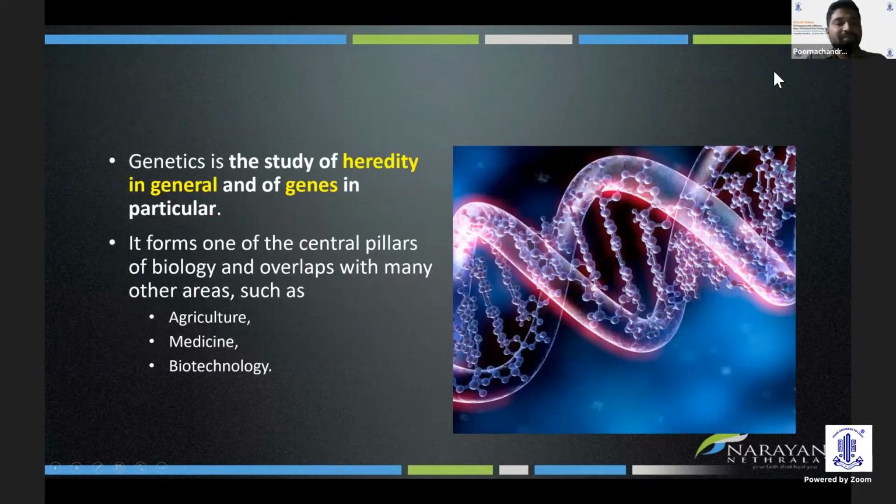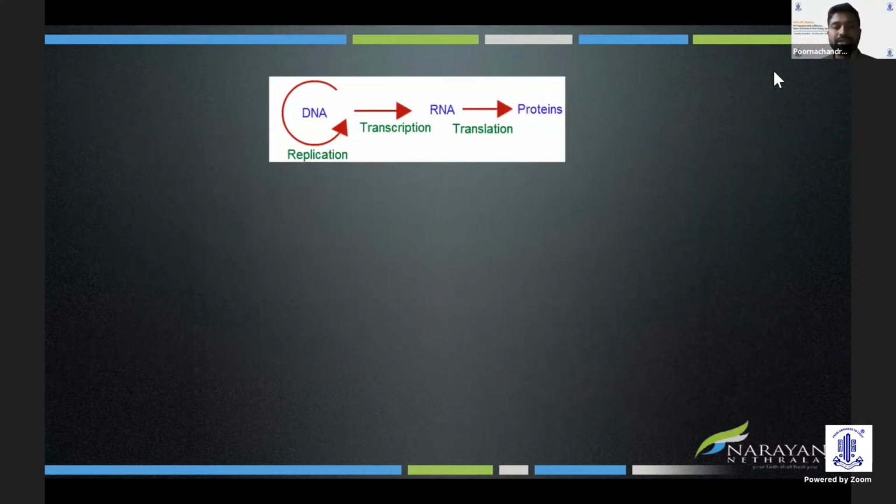Genetics is the study of heredity in general and of genes in particular. Before we go into understanding what genes and genetics are, we need to know the central dogma of biology, which all of us would have learned in 12th in high school also, where DNA replicates on its own and RNA gets synthesized by a process called transcription, which in turn undergoes a process called translation, resulting in functional proteins.